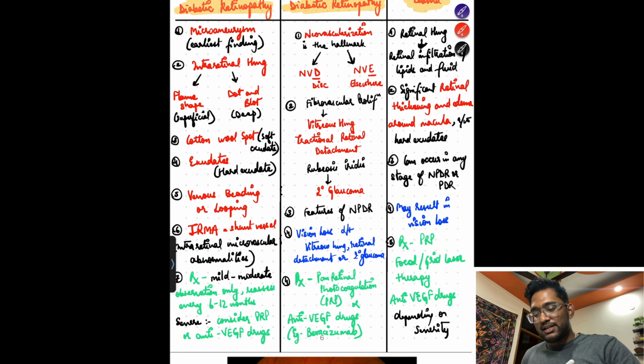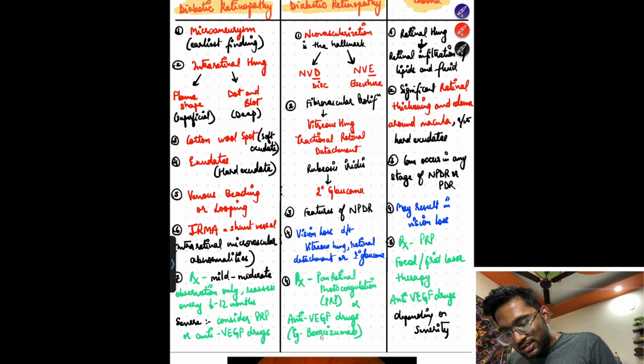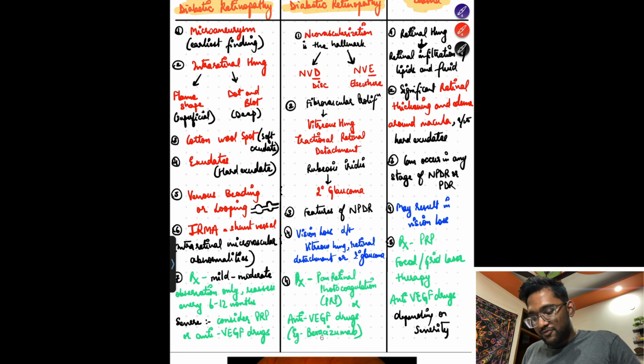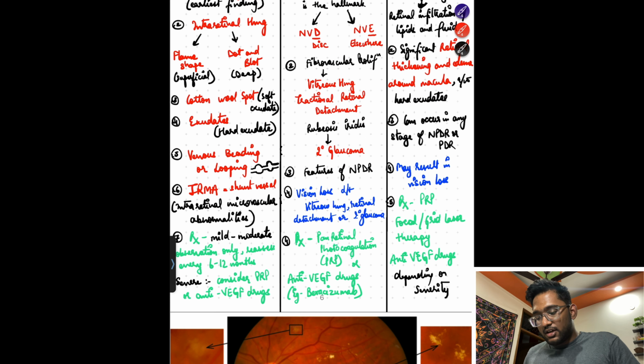Then venous beading or looping. Basically, there will be certain parts of dilation and then constriction and then dilation in the veins, which can be seen forming a bead-like or loop-like structure. This is what is known as venous beading. Then, progressing further, IRMA, that is the shunt vessel, as I mentioned before, the intraretinal microvascular abnormalities, can also be seen.